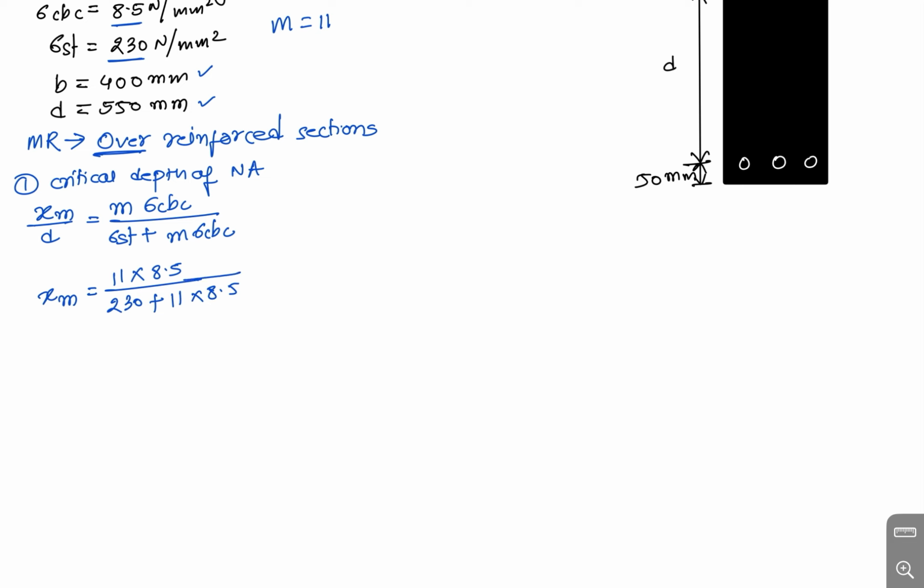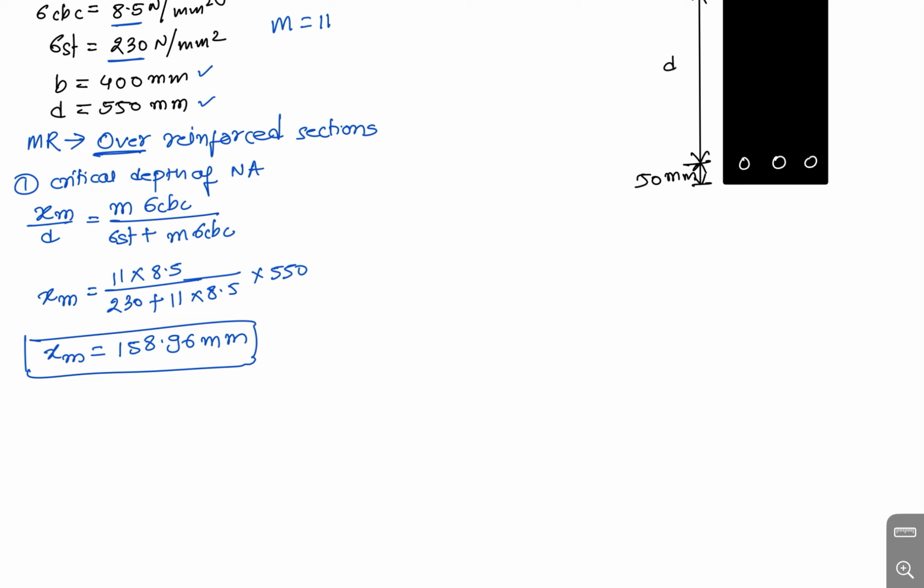Now you might ask, sir, how are you going to deal with d? Just remember, we are going to multiply this factor by d, which is approximately 550. So you will get xm equal to 158.96 mm. So this is the critical depth of neutral axis, and now you have it with you.